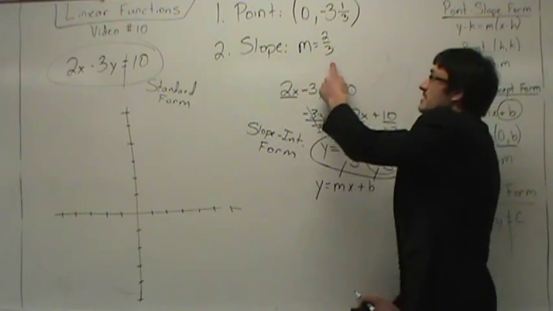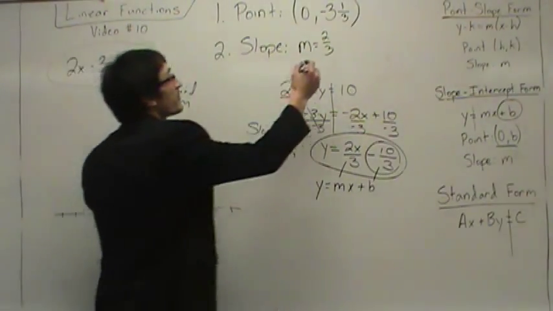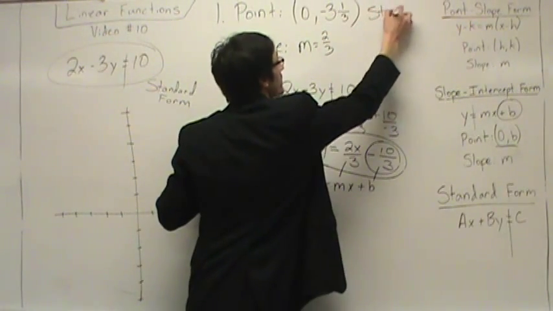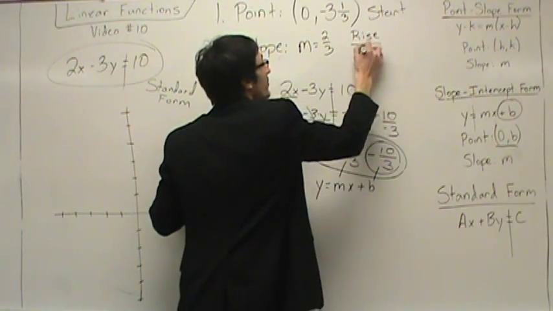Okay, now, so we have a point. We have a slope. We can now graph the line. Okay, so looking over here, we have to start. Remember, our point is where we start. And our slope is direction, rise over run.